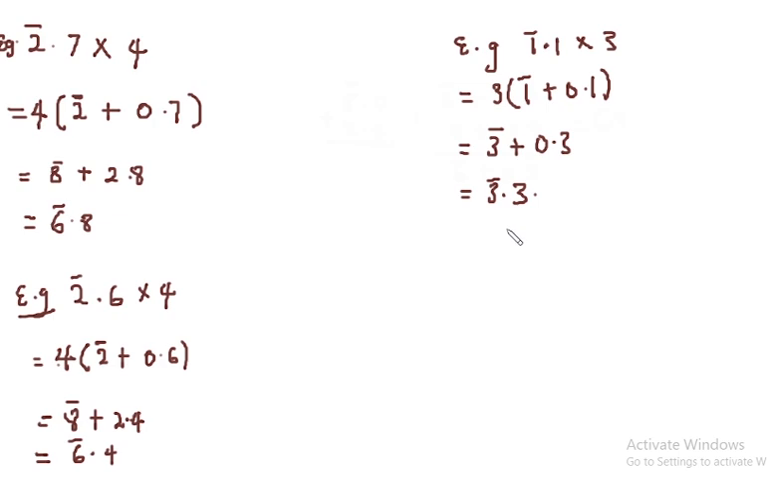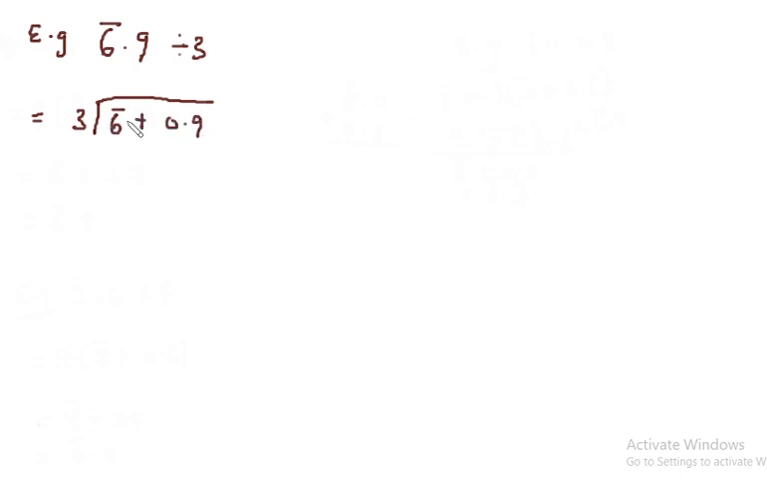So let's quickly dive into division of log bar notations. For the first example on divisions, let's say I have 6 bar 0.9 divided by 3. I'll rewrite this as 3 divided by, I'll separate the characteristic and the mantissa. So this would be 6 bar plus 0.9. You have to make sure that this value can be divided by this value without a remainder. So in this case, 6 bar can be divided by 3 without a remainder. So you can go on to the next step.